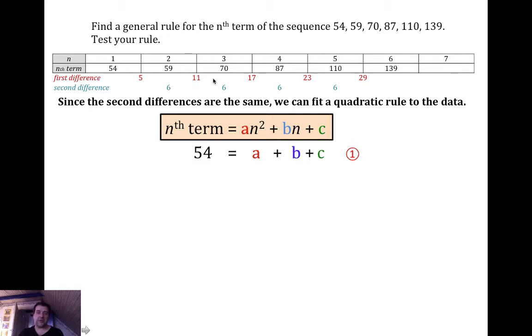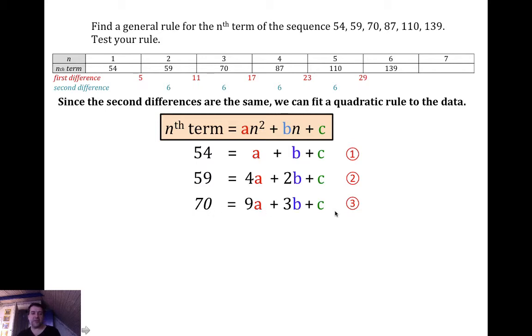Equation 2, it's going to be the second term, 59. So 59 equals 4a plus 2b plus c. 4 because it's 2 squared, 2 because n equals 2, and an odd c on the end. And then for the third term equals 70, so it's going to be 70 equals a times 3 squared plus b times 3 plus c on the end. So in other words, 70 equals 9a plus 3b plus c. Okay, so we've got 3 equations in 3 unknowns, and they've all got the same c in them.